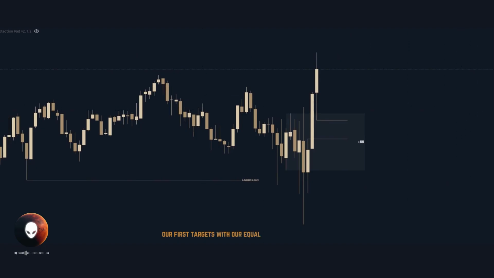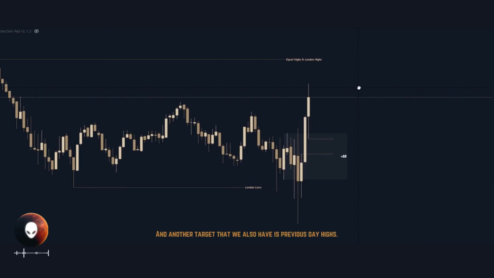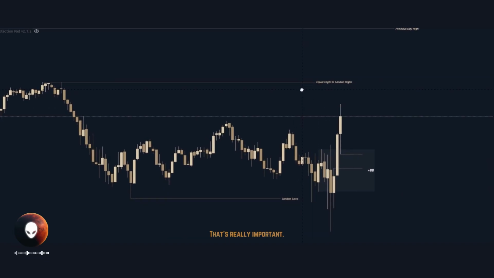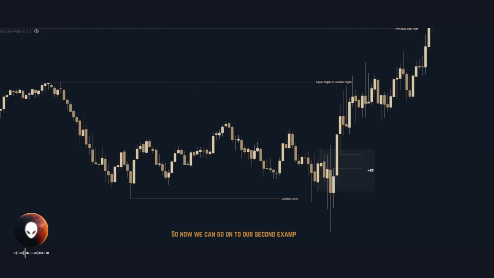Our first targets are our equal highs and London highs, and another target that we also have is previous day highs. So that's also another draw on liquidity that we use. That's really important. So previous day high and previous day low are usually targets that we use based off of whether price is bullish or bearish on the higher time frame. So we see that both of these levels get hit, and that's exactly what we want to see. So now we can go on to our second example.